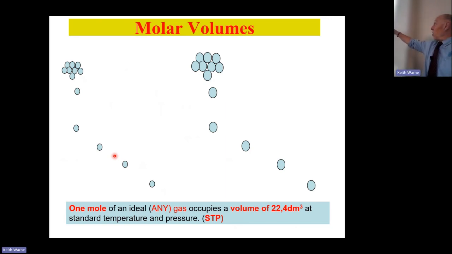So 1 mole of any gas occupies exactly the same volume, doesn't matter what gas it was, if it's at the same temperature and pressure. And that is 22.4 decimeters cubed. And if you didn't know that, by the way, how big is 22.4 decimeters cubed? That big. A decimeter cube is a liter.